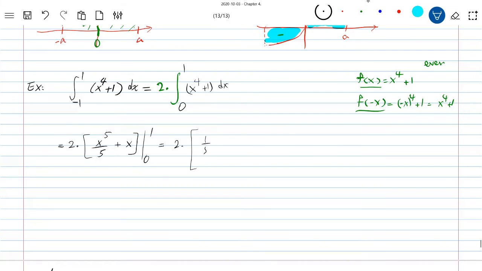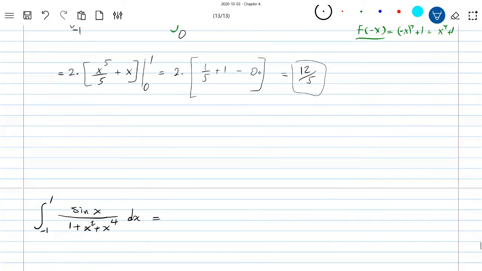Replace 1, it'd be 1/5 plus 1. Replace 0, get minus 0 plus 0, so minus 0. This is the good thing: by replacing 0, it becomes simply 0. If you would have evaluated -1, you should have said -1 evaluated, then you didn't need that 2. What you get is 2 times 6/5, which is 12/5. So the integral is simply 12/5. This is since you have an even function.